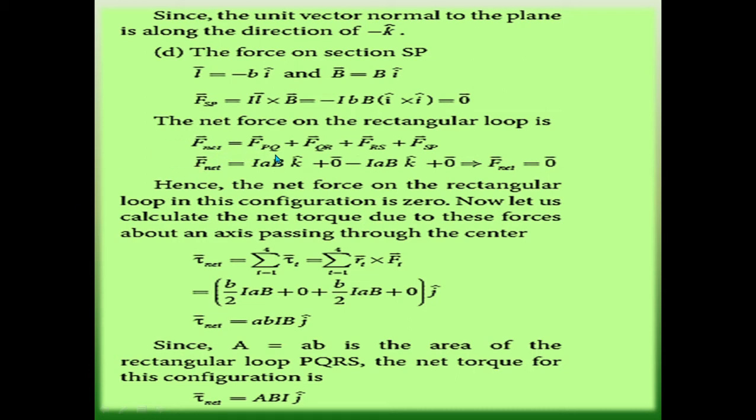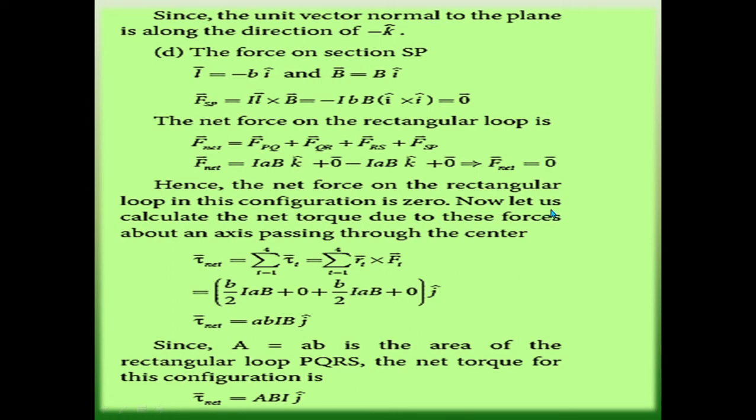F PQ vector plus F QR vector plus F RS vector plus F SP vector is nothing but I A B k cap plus 0 vector minus I A B k cap plus 0 vector. So the net force F is plus I A B k cap and minus I A B k cap, which is nothing but 0. So the net force acting on the loop is the 0 vector. Hence, the net force on the rectangular loop in this configuration is 0.